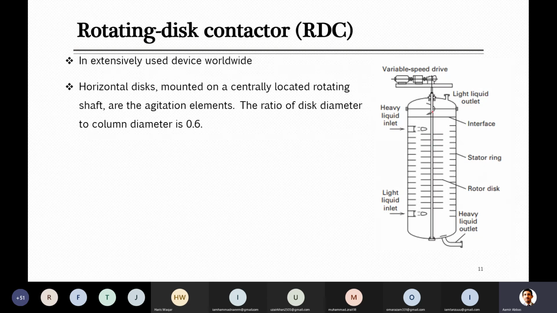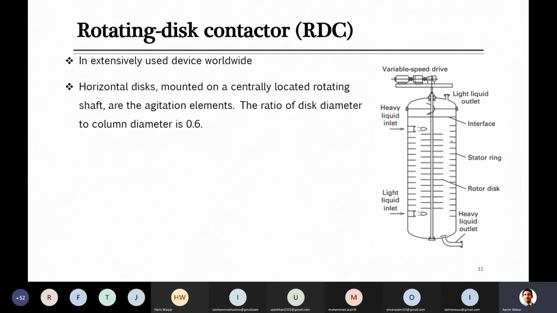So when the liquid comes in contact with the rotating element, they will just mix. In this, the ratio of the rotor diameter to the column diameter is 0.6. Suppose the diameter of the column is 1 meter, then the diameter of this rotating element or disc, which is mounted on the shaft, will be only 0.6 meter. So overall, you are mixing inside 60% of the column, and definitely 40% is left over on the side.